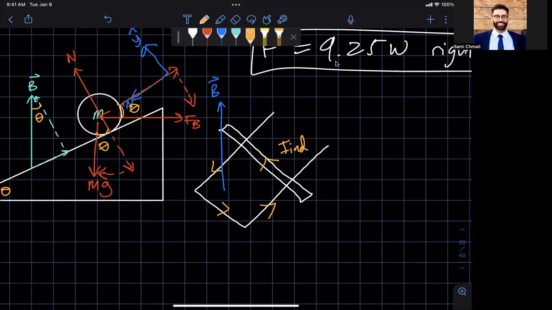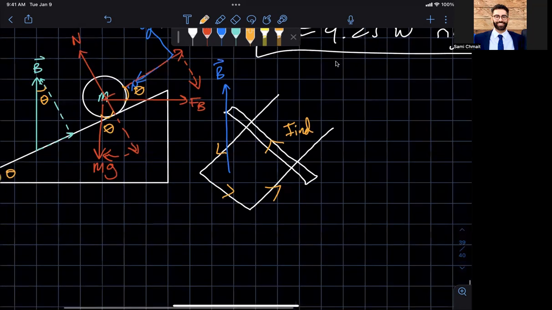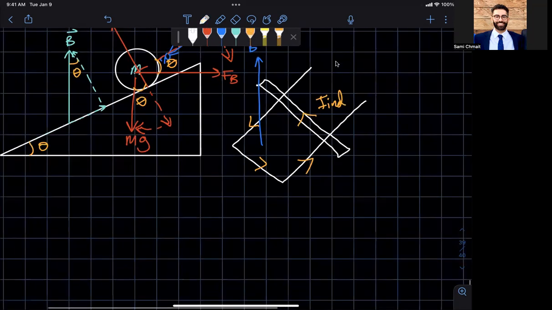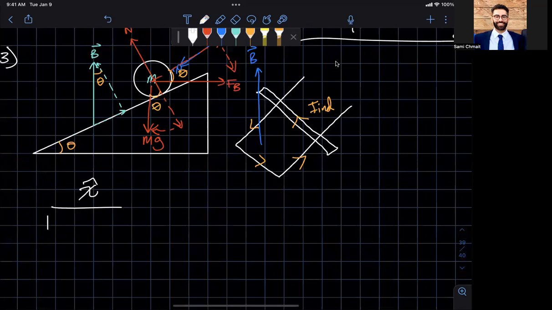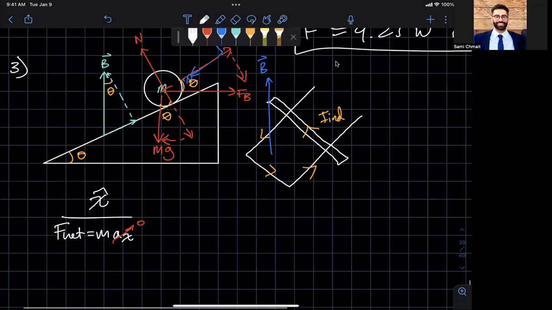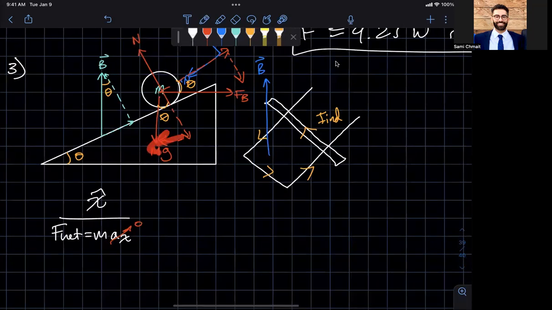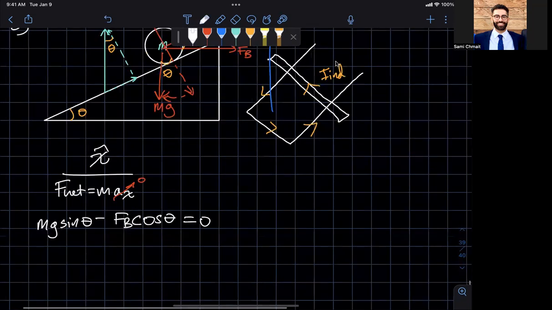Okay, so we can repeat that angle theta everywhere. Now we need to solve for the forces acting here, starting in the x direction. We know it's going to go at a constant speed, so acceleration is equal to 0. What are our forces acting in the x direction? We have a sine component of the mg, and we have a cosine component of FB. So mg sine theta minus FB cosine theta is equal to 0. Let's clean this up.